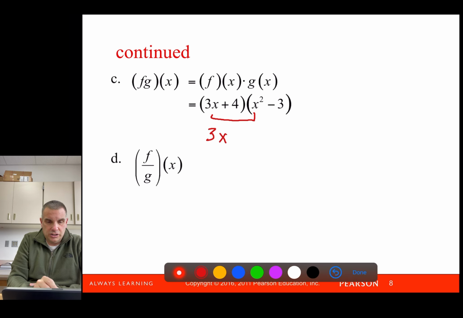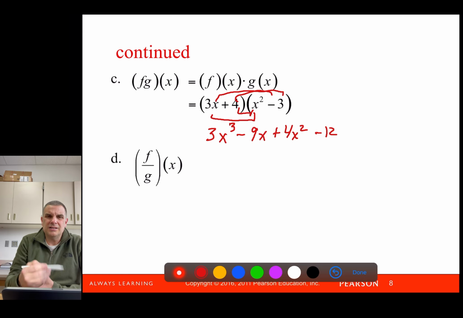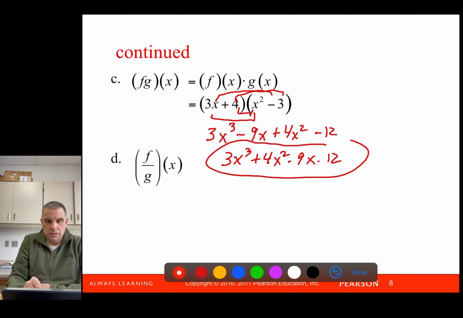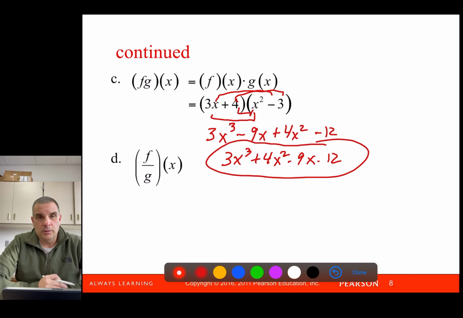That's 3x cubed minus 9x plus 4x squared minus 12. Should probably put that in correct order. So 3x cubed plus 4x squared minus 9x minus 12. Just remember to follow standard form.